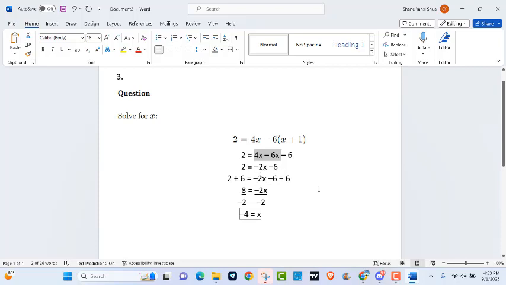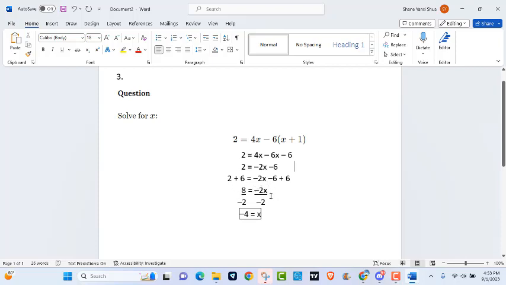So that's where we are there. After that, we're going to add 6 to both sides because we want to have the x by itself. So I'm going to add 6 on the right. I'm going to add 6 on the left. If I add 6 here, 2 plus 6 gives me 8. Here, the negative 6 and the positive 6 cancel out and leave me just the negative 2x here. So right now we're at 8 equals negative 2x.